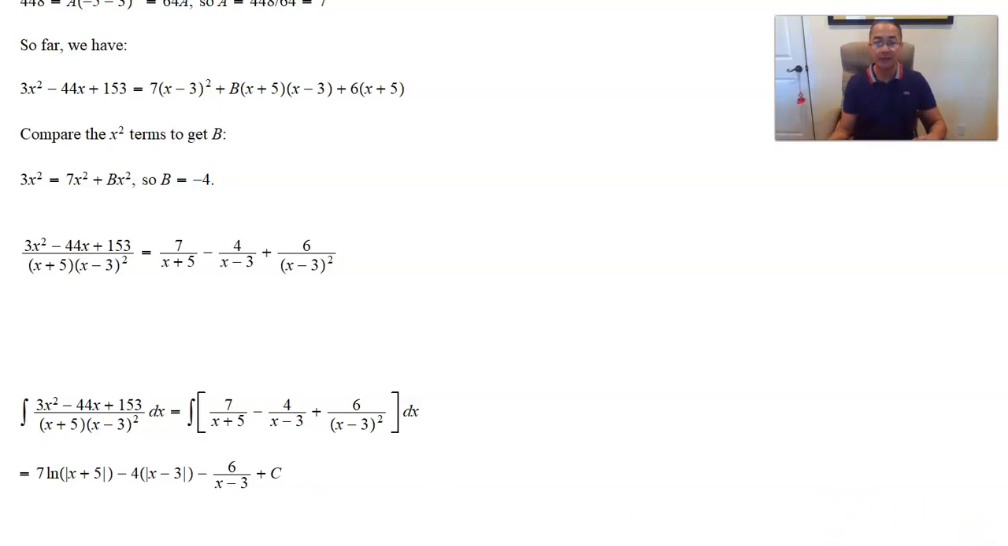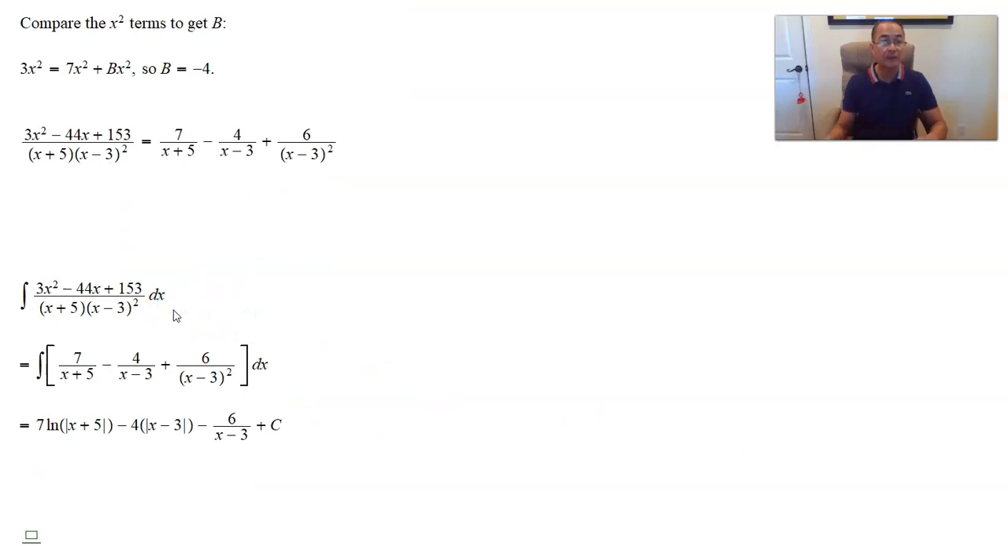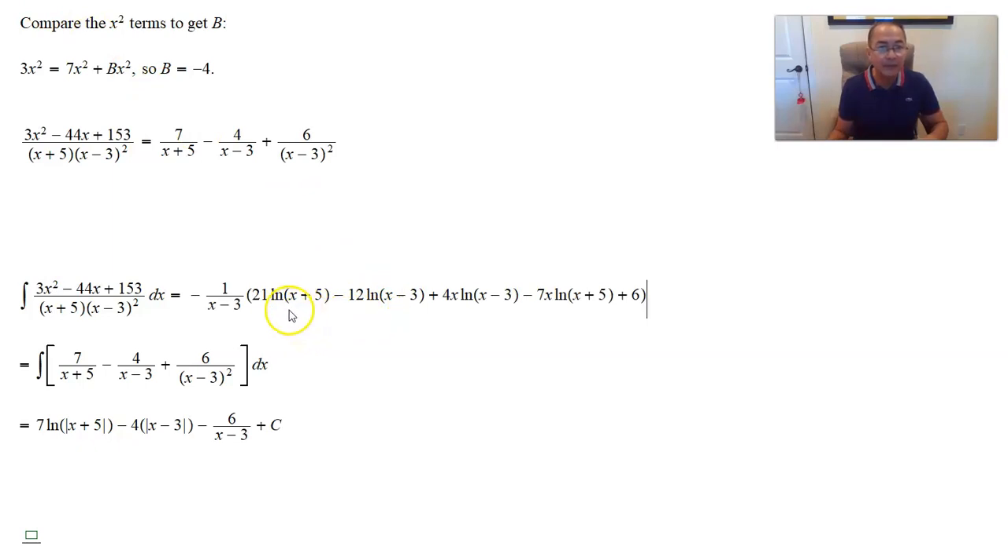That should be our final antiderivative. Shall we ask Maple, did we do it right? So, equal sign. Where is my execute? Oh my, ooh. So we have, check it out.